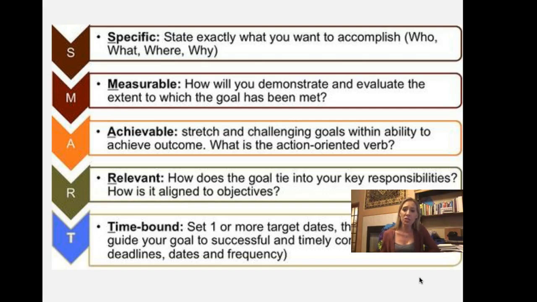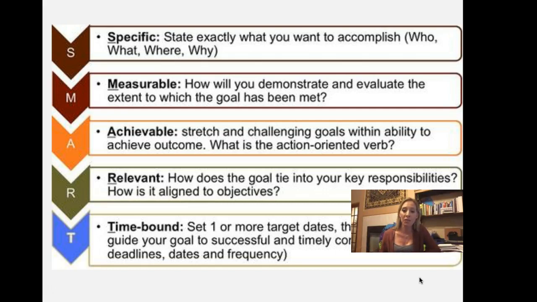It needs to be achievable. So we want to have stretch and challenging goals, but we need to have it within the ability to achieve that outcome. So there needs to be an action-oriented verb. We need to know what that student will be doing. It needs to be relevant. How does that goal tie into their key responsibilities, the students, what they're working on? How is it aligned to objectives? How is it aligned to state standards?